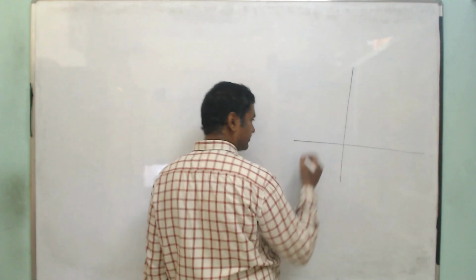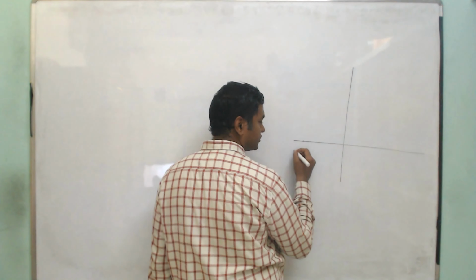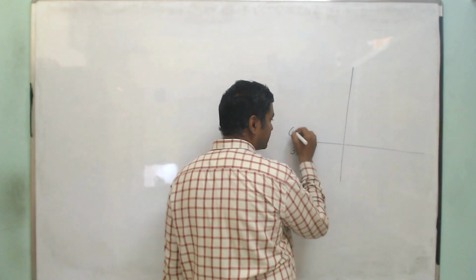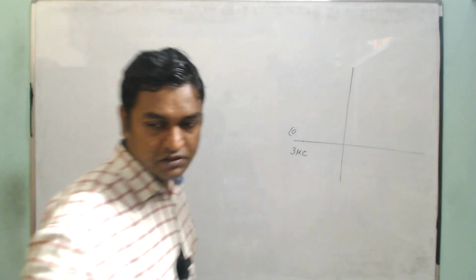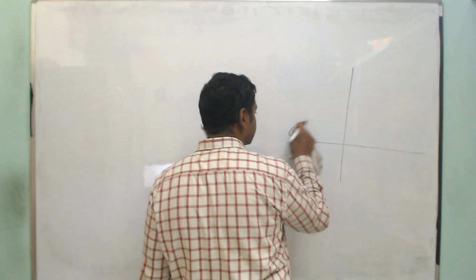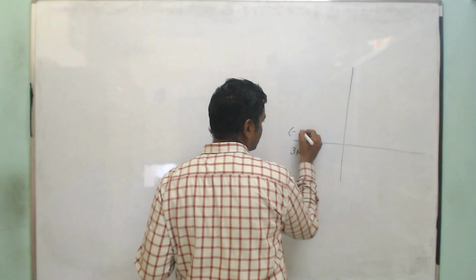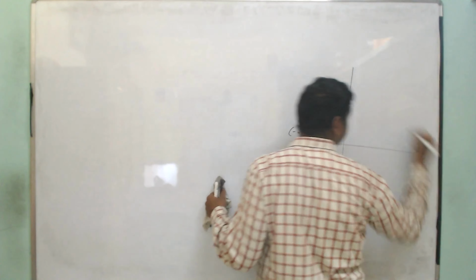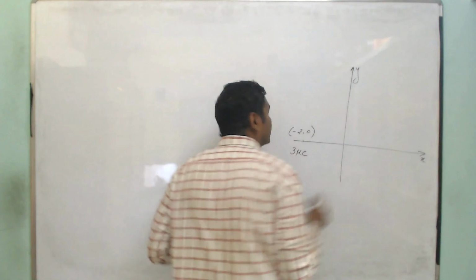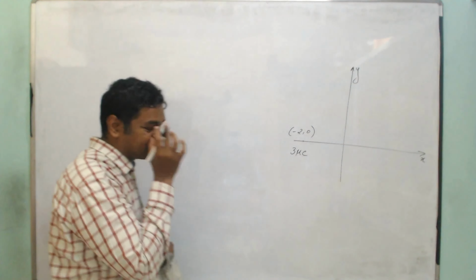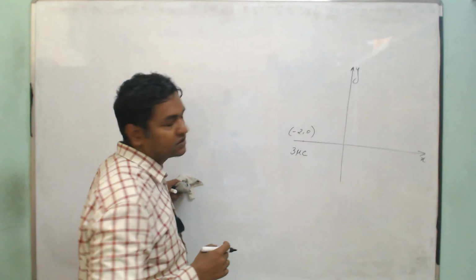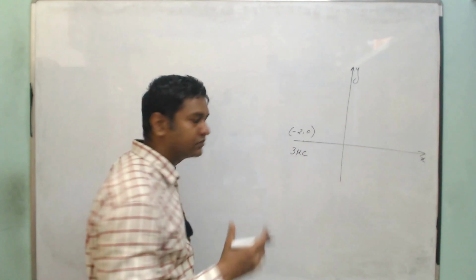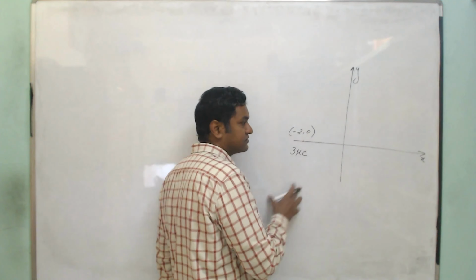So suppose I have a charge, now I'm giving values. Suppose I have a charge of 3 microcoulomb at a point minus 2 comma 0. Everything is in meters. This is the x-axis, this is the y-axis, everything is in meters. There's a charge at point minus 2 comma 0, and all charges are fixed, let's say this charge is fixed.